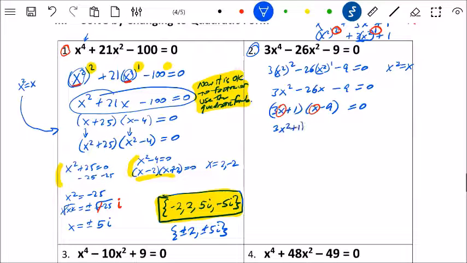3x squared plus 1. Okay, I'll put that in red in a moment. And x squared minus 9. So it's x squared now for those. Well, that allows this second one to be x minus 3 and x plus 3 equals 0. So we know that x is equal to 3 and negative 3.